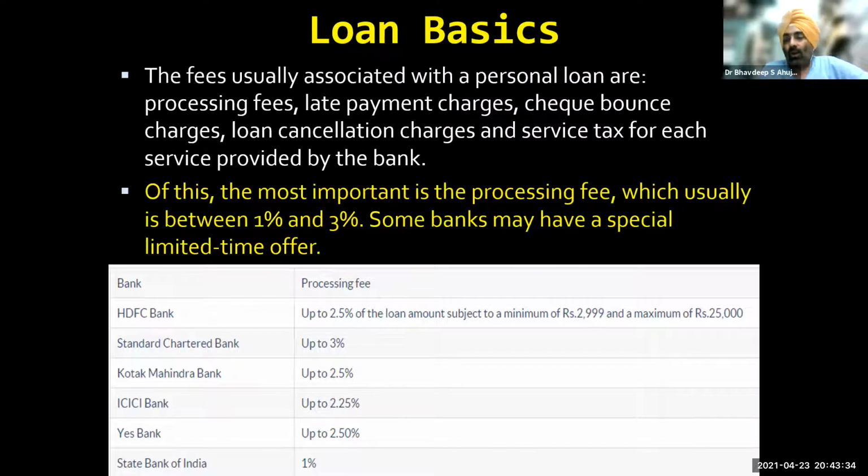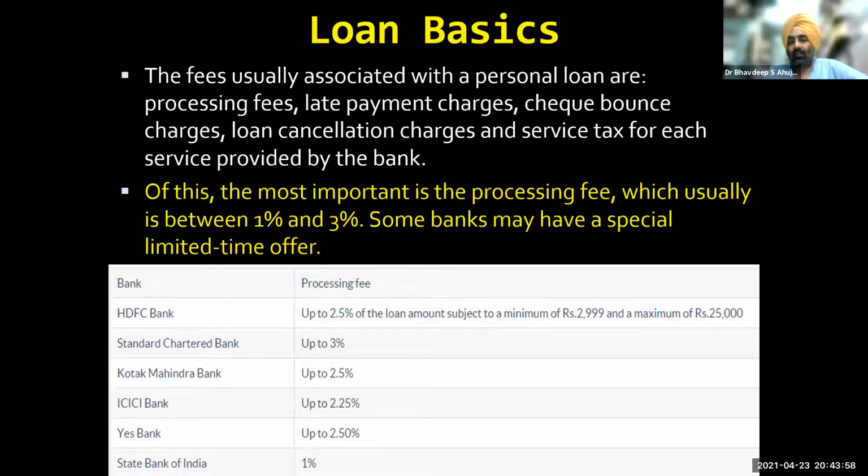Banks also have this. The government banks will sometimes have a loan mela kind of thing. They advertise that they are having a loan mela where they disburse faster loans with minimal documentation, or maybe a faster turnaround time. HDFC and Standard Chartered charge 3%, Kotak 2.25 to 2.5, State Bank 1%, Yes Bank 2.5.